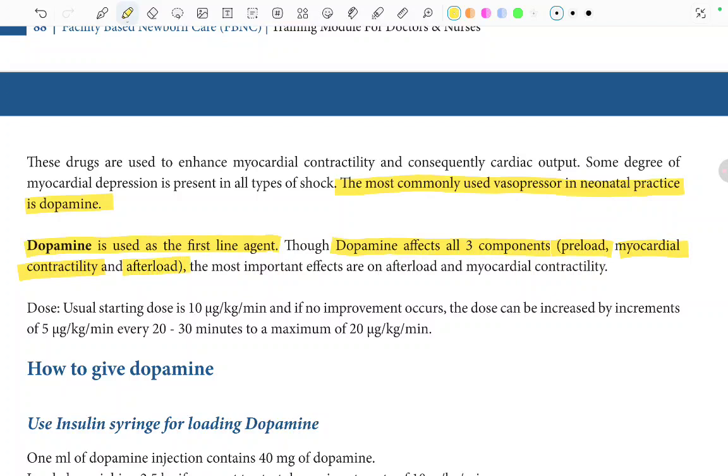Okay, so what is the dose of dopamine? Usually the starting dose is 10 microgram per kg per minute. This is the starting dose. And if no improvement occurs, the dose can be increased by increments of 5 microgram per kg every 20 to 30 minutes to a maximum of 20 microgram per kg. So we started at 10, we can increase by 5 every 20 to 30 minutes, to a maximum of 20 microgram per kg.